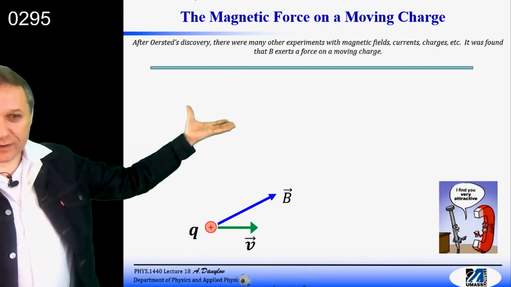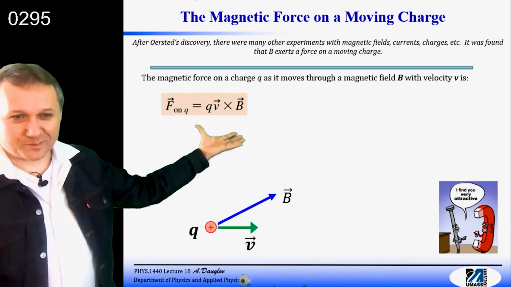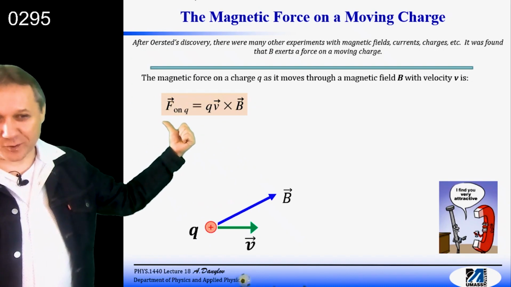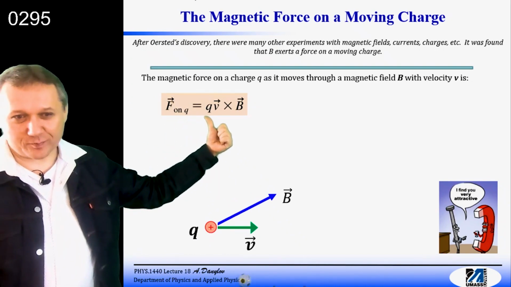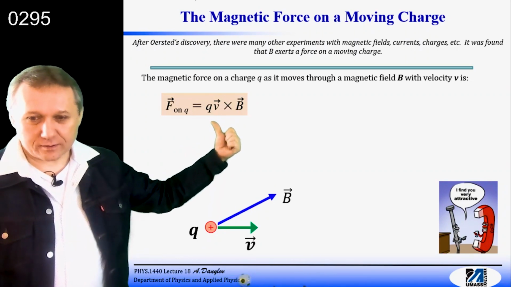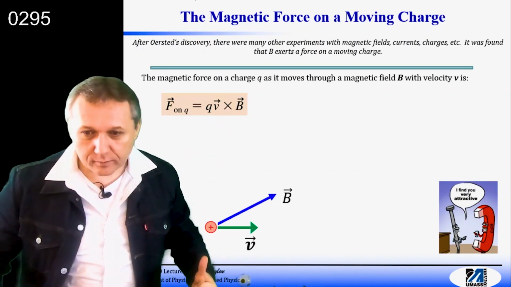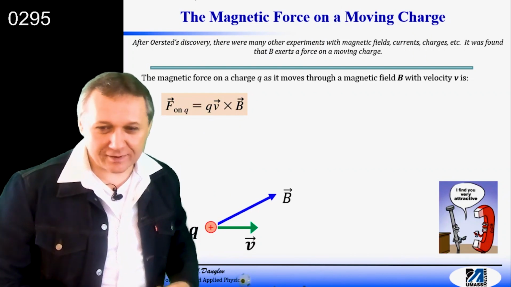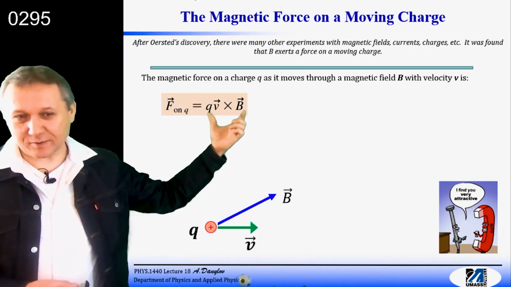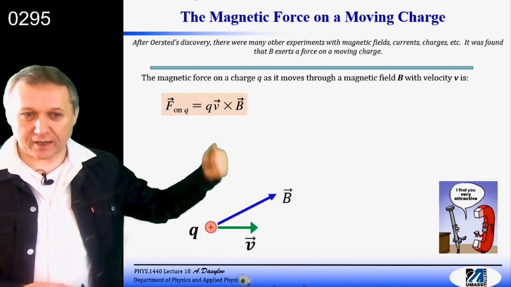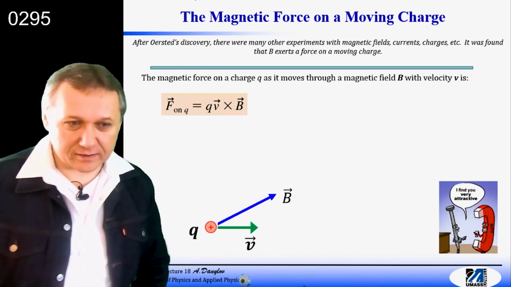Okay, so here is the formula. F, the force on a point charge, equals the charge, times the cross product between the velocity and the magnetic field.